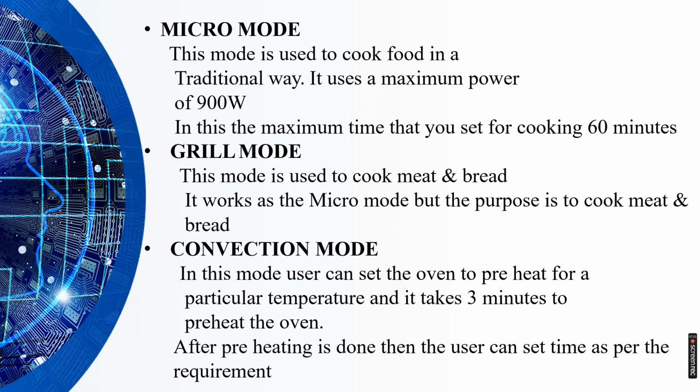Second mode is grill mode. This mode is used to cook meat and bread. It works as the micro mode, but the purpose is to cook meat and bread. Third one is the convection mode. In this mode, the user can set the oven to preheat to a particular temperature, and it takes 3 minutes to preheat the oven. After preheating is done, the user can set the time as per the requirement.